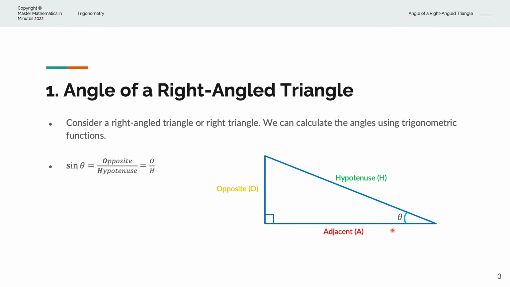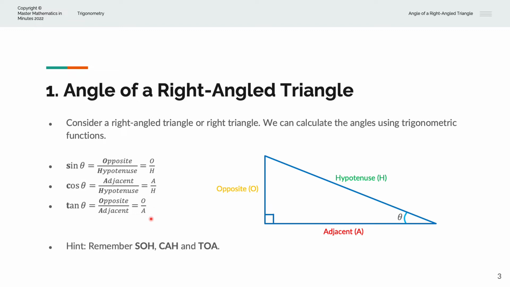So we have the sine of theta is equal to the opposite side over the hypotenuse, or O over h. And cos of theta is equal to the adjacent side over the hypotenuse side, or A over h. And the tangent of theta is equal to the opposite side over the adjacent side, or O over A.